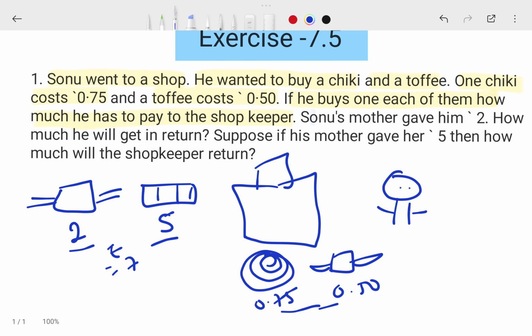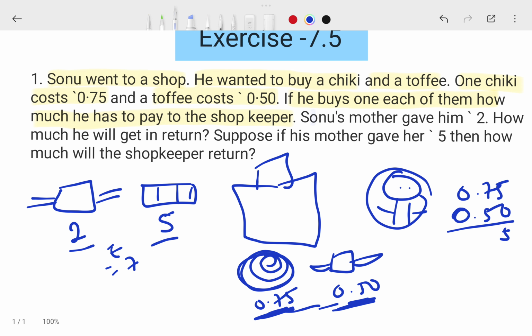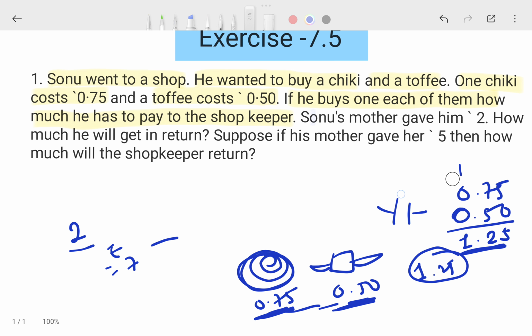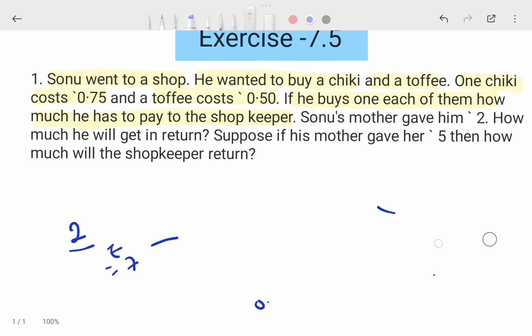Simply like that. Sonu is also looking at it: the chicky price is 75 paisa and the toffee price is 0.50. If we add 0.75 and 0.50, 5 plus 0 is 5, 7 plus 5 is 12, carry 1 here, and that is 1. So the price is 125 paisa, which is 1 rupee 25 paisa. So how much does Sonu have to pay? Sonu has to pay 1 rupee 25 paisa. Simple, like that. So now let's do this question.